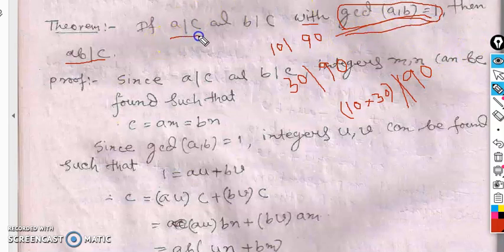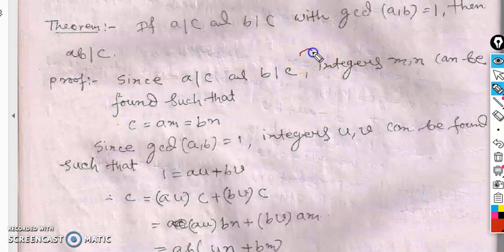If A divides C, B divides C with the condition GCD of A, B should be 1. But here the GCD of 10 and 30 is not equal to 1, so it should not be the conclusion of this result. So you should very carefully observe this condition: GCD should be 1. Now we take another example to clear your idea. If you include this condition also, what happens?